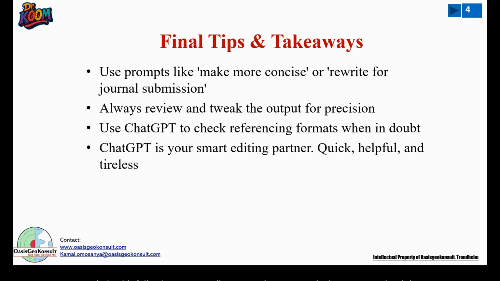So I will insist that you'll be more concise when you write the prompt, and you can be very specific by telling that this is being written for journal submission. And like I always emphasize, it is a co-pilot, it is a research assistant, it is not an autopilot. So you need to review and tweak the output for more precision, right? And when it comes to referencing, we always struggle a lot with that. So with ChatGPT, you can do a lot of editing with your referencing and even identifying sentences that need to be paraphrased in your write-up. It's quick, it's helpful, and it's tireless.